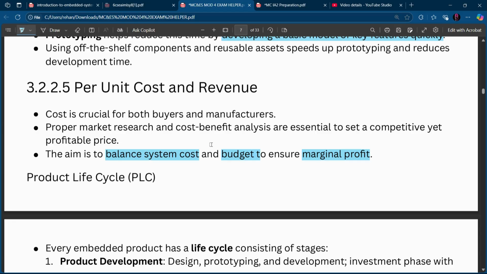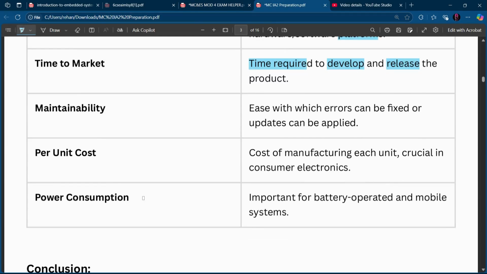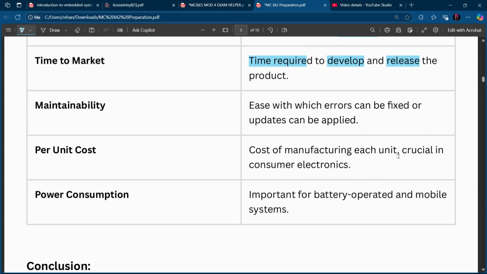It shouldn't be that you put a lot of budget into building the system, but the profit is too little. It will take 10-20 years to collect back the amount you have put in. Proper market research and cost-benefit analysis are essential to set a competitive yet profitable price. Another small thing to talk about is that the cost of manufacturing each unit is crucial in consumer electronics.